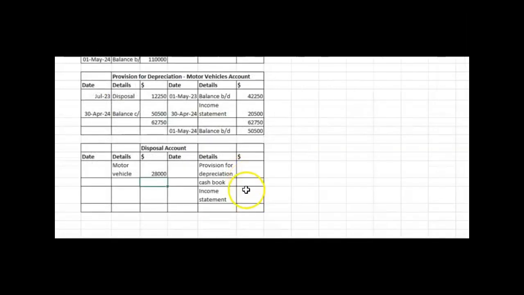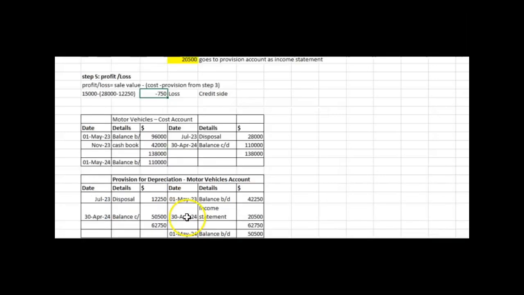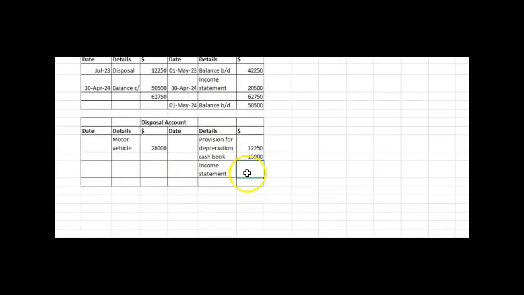Now move to disposal account. Start the disposal account with cost of assets sold off, which is $28,000. Move to credit side. Post the provision from step 3, $12,250. Then the sale value $15,000 as cash book, and add the loss from step 5, $750, on the credit side. Add both sides and it should be the same. Now put the dates.